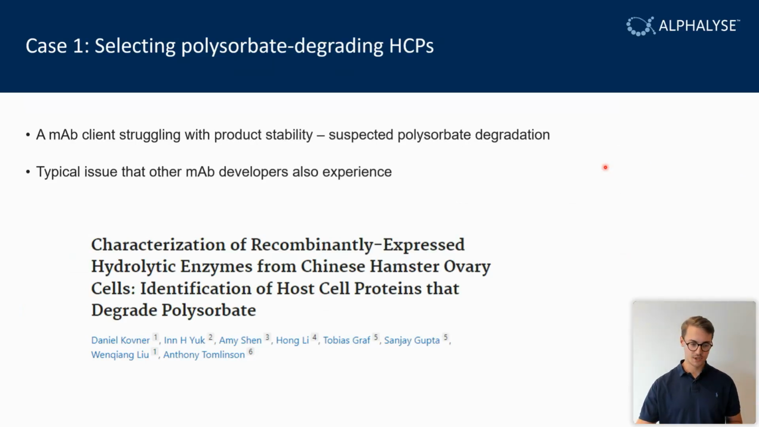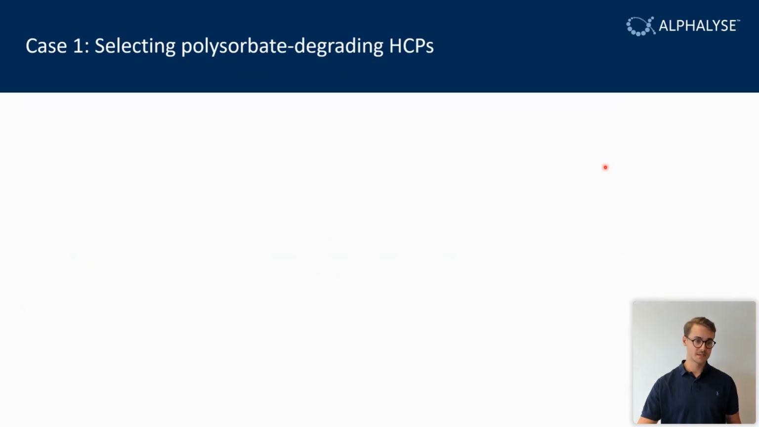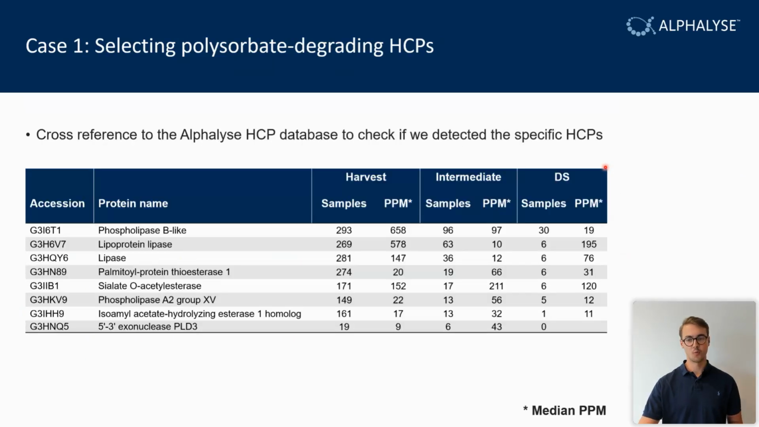And from this, we could apply this to the database and cross-reference and see which ones we actually were detecting, to see which host cell proteins, in this case, were actually a problem in real life. Because we had a huge list of these lipases, but we wouldn't be able to make an assay covering all of them, and it wouldn't necessarily make sense either. But which ones were the primary lipases which were problematic in mAb-based products?